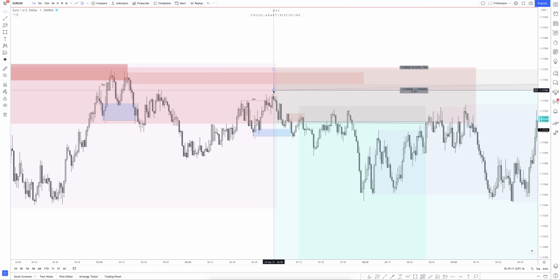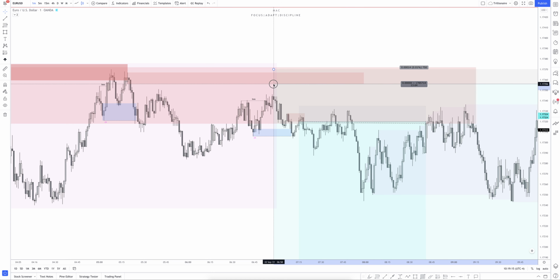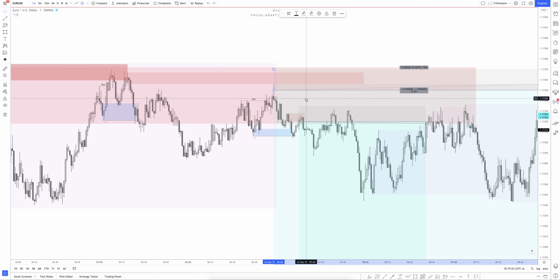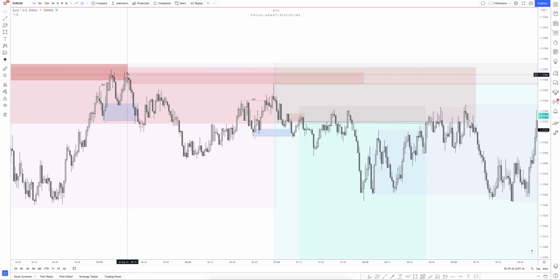But why did that move? That's supposed to be... Oh, I know what happened. Hold on. Because I definitely risked 2 pips on this trade. There we go. So my entry took place right here.